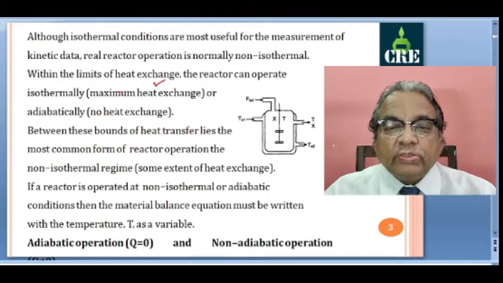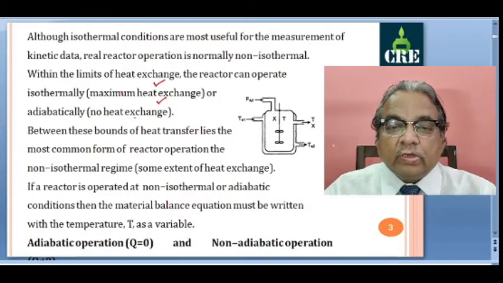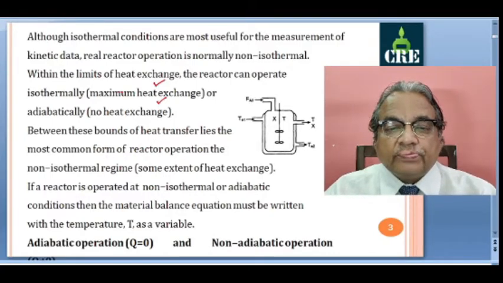So these reactors will operate isothermally or adiabatically with no heat exchange. So heat will not be removed, neither will it be supplied, and depending on the heat of reaction, the temperature will rise or fall or keep on changing, and we will have non-isothermal conditions. Between these bounds, that is maximum heat exchange and no heat exchange, lies the most common form of reactor operation, that is the non-isothermal regime. So some extent of heat exchange.